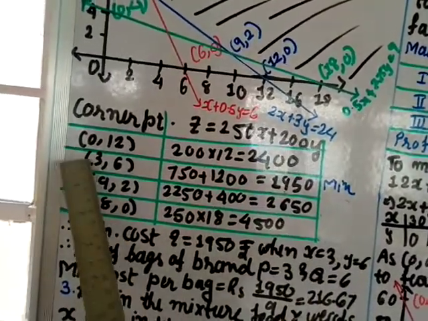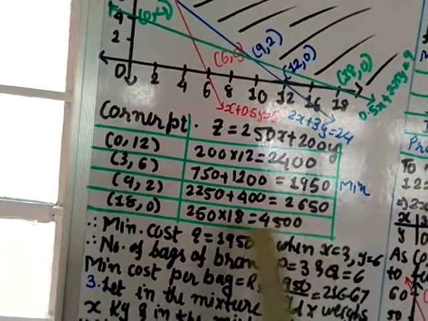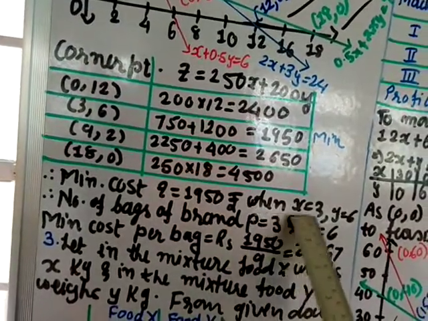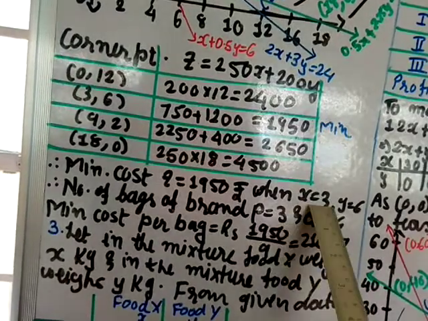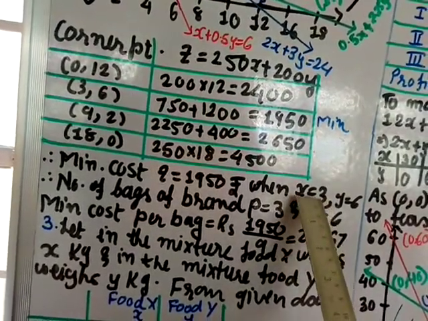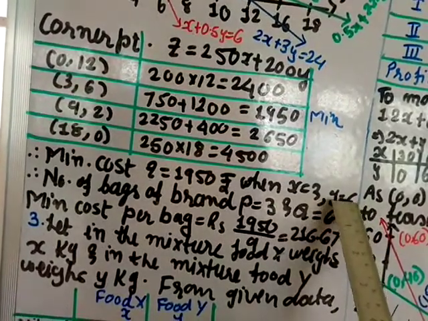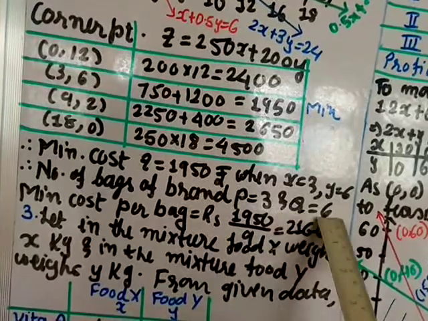Okay, then 3 and 6 are taken. Okay, x value is 3 and y value is 6. That time you get the minimum cost. Therefore, minimum cost z is equal to 1950 rupees when x is equal to 3, y is equal to 6. What does this mean? Number of bags of brand P is equal to 3, because you have taken the number of brand P as x, and for Q as y. So this will be the y value, that is Q value. So number of brand Q will be 6.